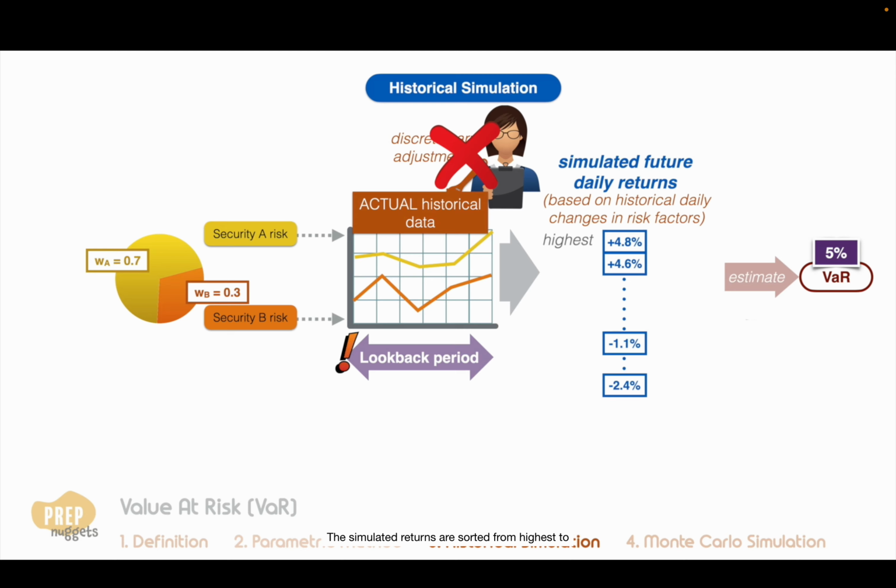The simulated returns are sorted from highest to the lowest. Once this is done, we can easily identify the largest 5% of losses. The smallest of those losses is our estimate of the 5% VAR for the current portfolio.